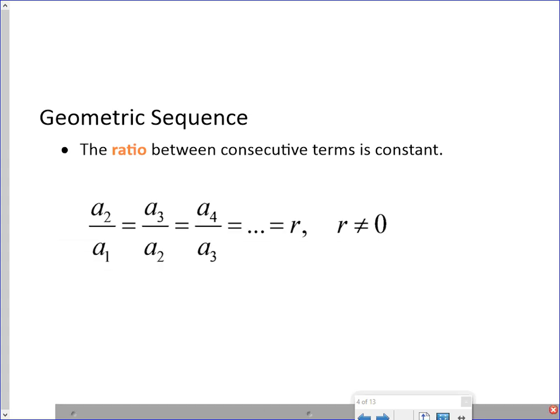That would mean if you were to take the second term divided by the first term, that's the same as the third term divided by the second term, same as the fourth term divided by the third term. So whichever two consecutive terms I divide, I'm always going to come up with the same value. We're going to call that r. So r is our common ratio.